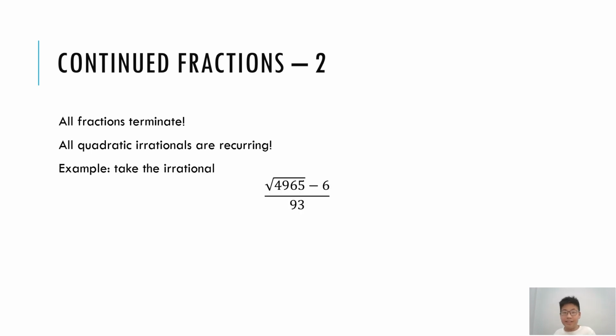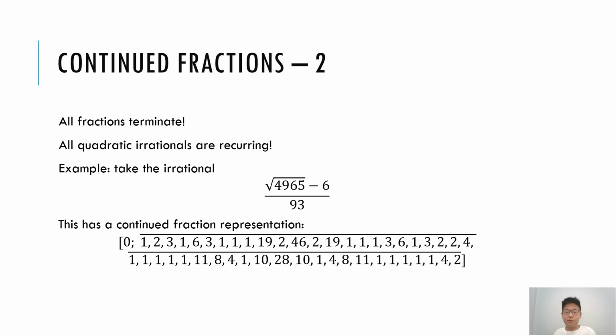For example, take this irrational, and it has a continued fraction representation of this. The converse of "all quadratic irrationals are recurring" is also true. If the continued fraction expansion is recurring, then it's a quadratic irrational. This is why you should learn to tame quadratic irrationals into continued fractions. No matter how crazy your quadratic irrational, it will still be a recurring continued fraction. You can use Wolfram Alpha if you want.